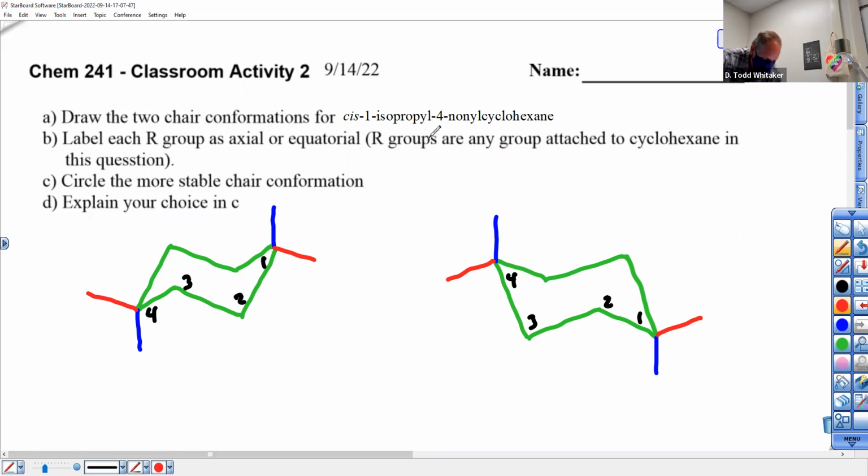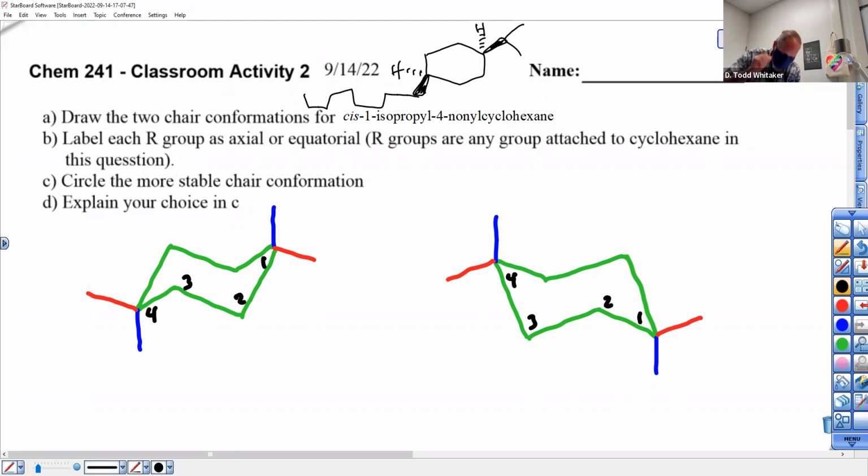Okay, and cis-1-isopropyl-4-nonyl, just a little quick sketch of the molecule. You're not going to get any points for your quick sketch, by the way. I'll go wedge, wedge. Isopropyl on a wedge, that means H on a dash. And on carbon 4, cis means wedge, wedge. Nonyl, 1, 2, 3, 4, 5, 6, 7, 8, 9. And H on a dash.